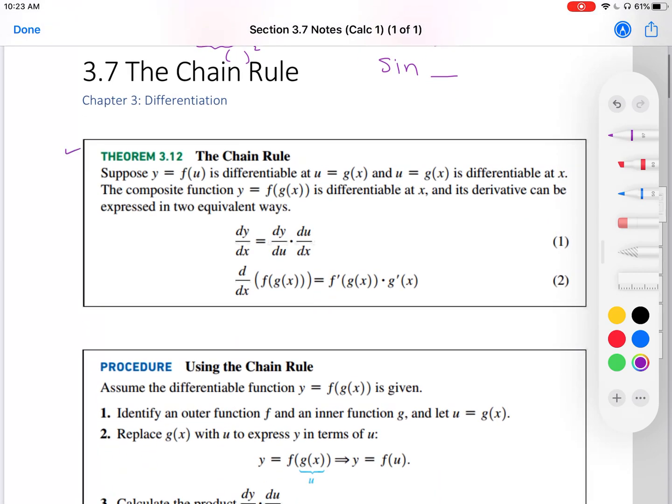We start off with Theorem 3.12, the chain rule. The theorem reads: suppose y equals f of u is differentiable at u equals g of x, and u equals g of x is differentiable at x. The composite function y equals f of g of x is differentiable at x, and its derivative can be expressed in two equivalent ways. dy/dx is equal to dy/du times du/dx, and d/dx of f of g of x is equal to f prime of g of x times g prime of x.